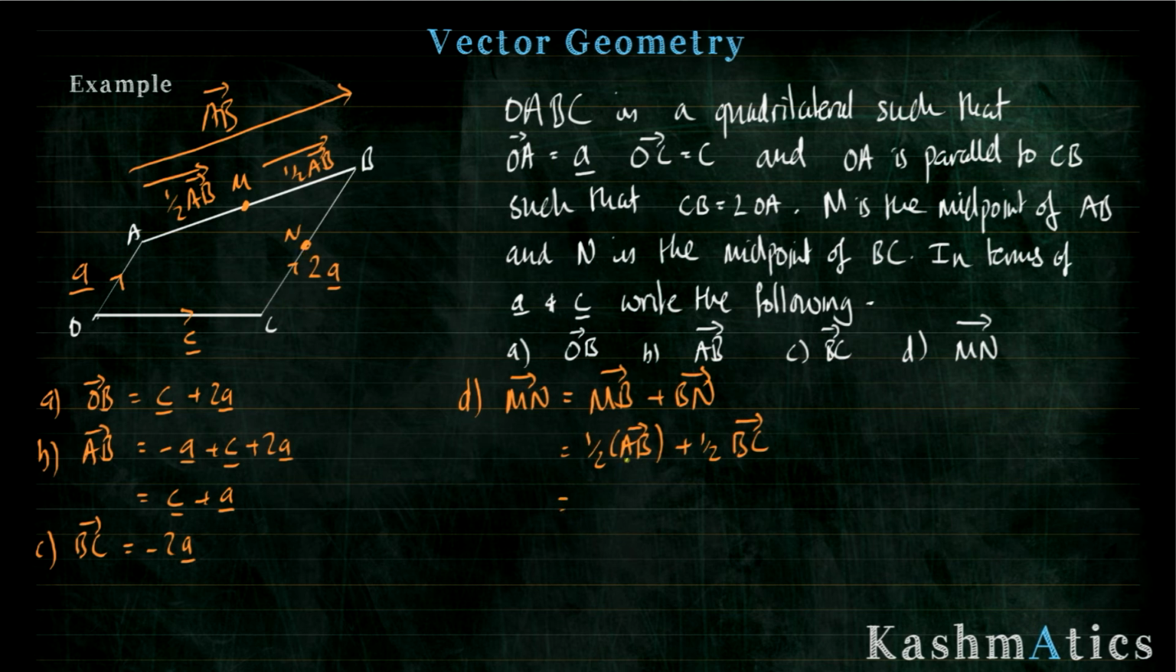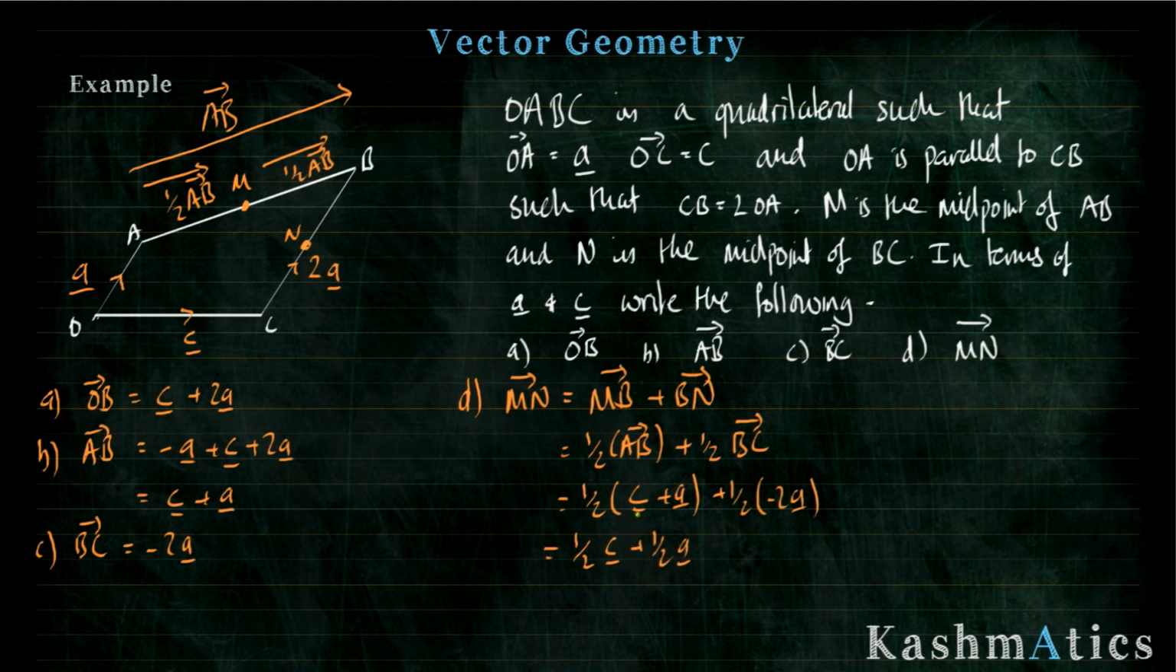So let's just get these answers from over here. A half of A to B. A to B is C plus A. Add a half of B to C, which is minus 2A. Alright, so all I need to do now is expand the brackets, but let's be careful because we've got some negatives there. So we've got a half of C plus a half of A.